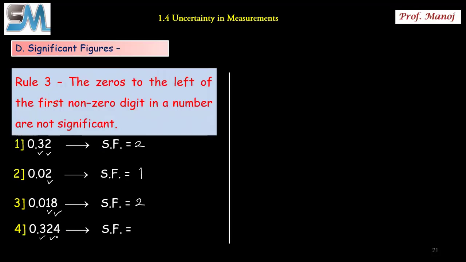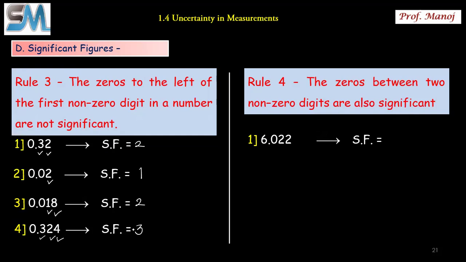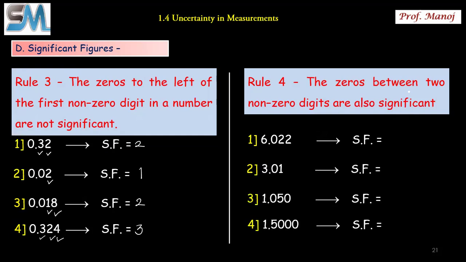0.324, 3, 2, and 4. All three are significant. So, talking more about different numbers, zeros between the non-zero digits are also significant. So 1, 2, 3, 4, 4 significant digits. 1, 2, 3, 3 significant digits. 1, 2, 3, 4, 4 significant digits. Over here, 1, 2, 3, 4, 5, all are significant digits.